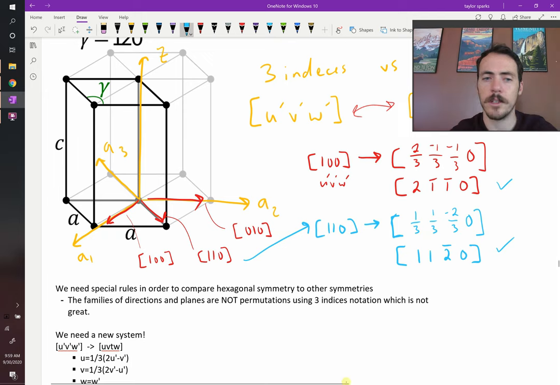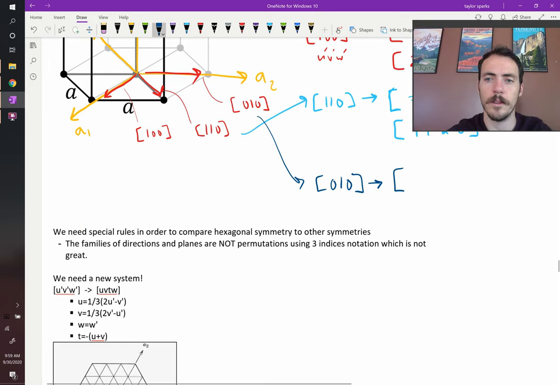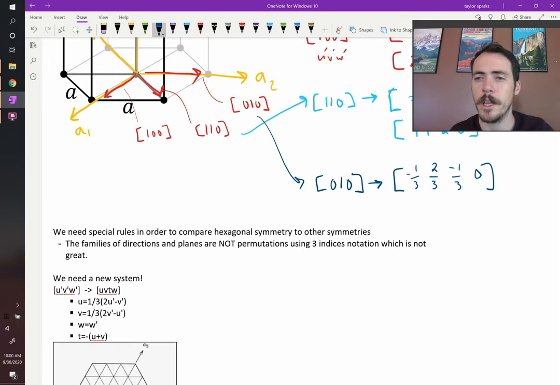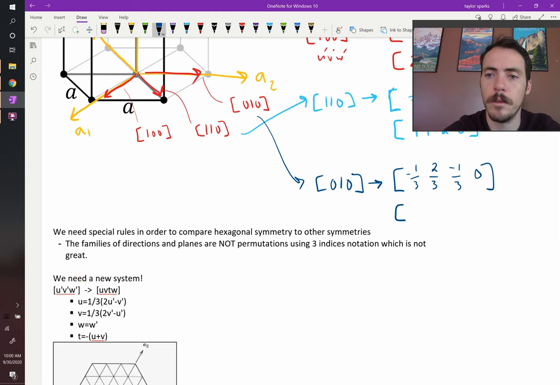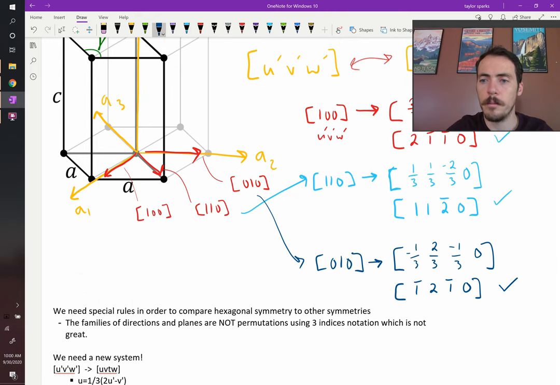Let's try it with this last one and make sure it works for that one as well. Bringing this one down, we're doing the 0, 1, 0 system. We'll plug those into our formulas and we find, sure enough, we get negative 1/3, 2/3, 1/3, which we can change to 1 bar, 2, 1 bar, 0, which once again is another permutation of what we saw above.